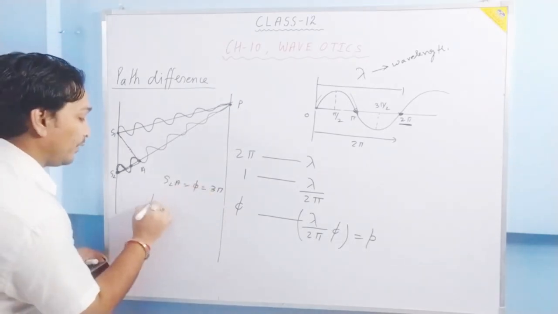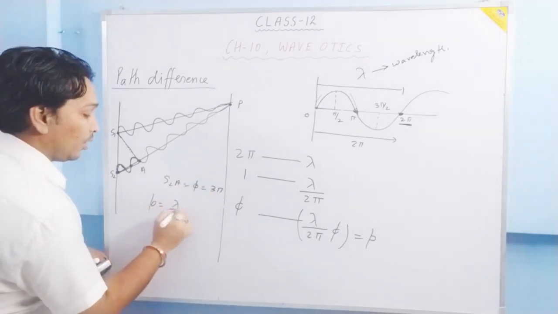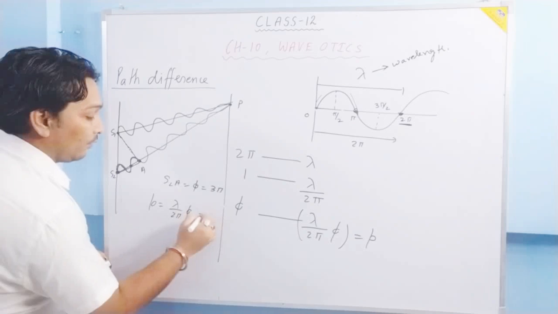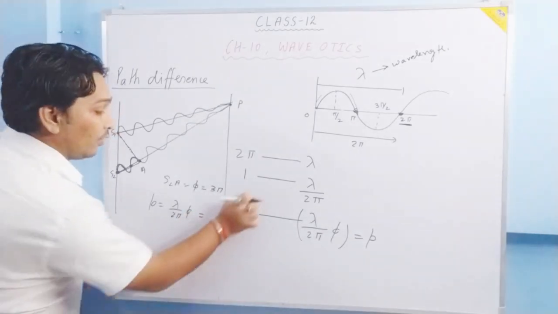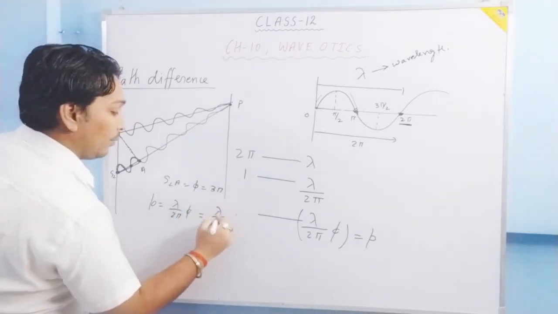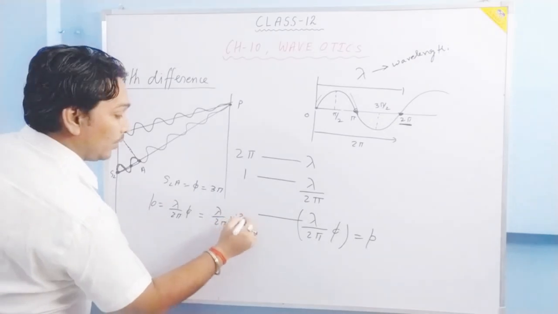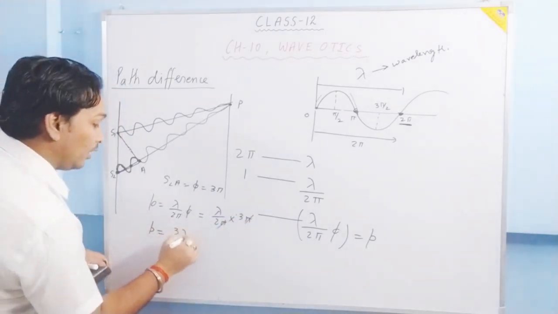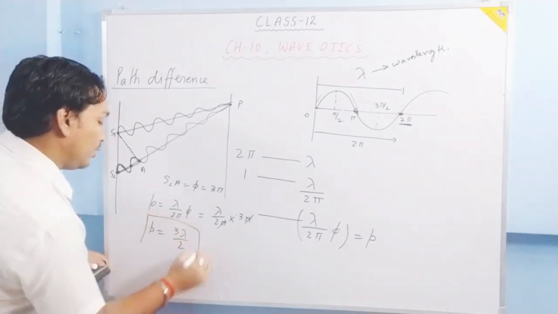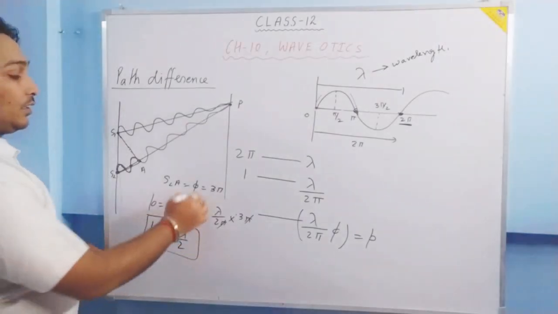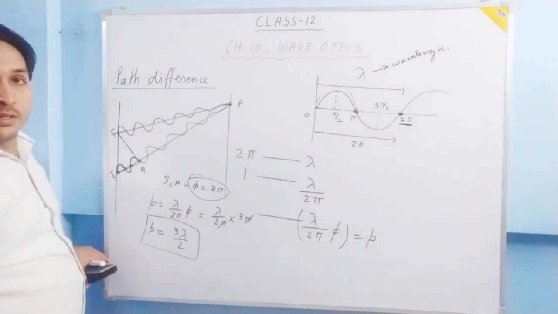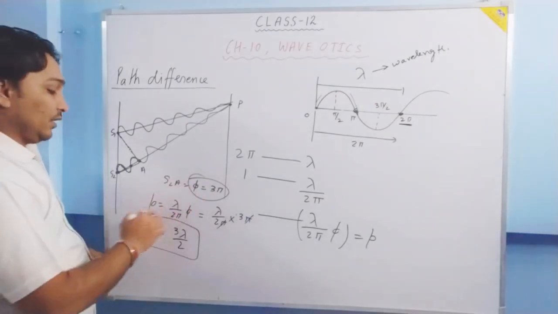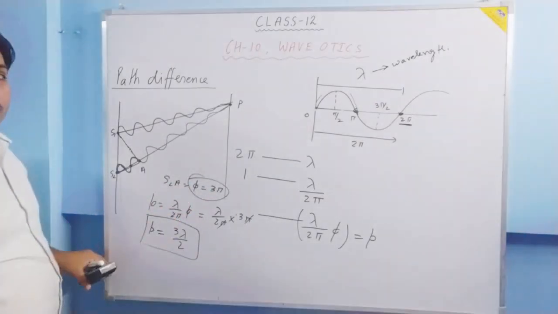So what is the path difference corresponding to it? Lambda upon 2 pi into phi. If we put the values, we have lambda upon 2 pi multiplied by 3 pi. Pi and pi will cancel out. It will be 3 lambda by 2. So this is the path difference and this is the phase difference. Is it clear? This is the phase difference and this is the path difference.